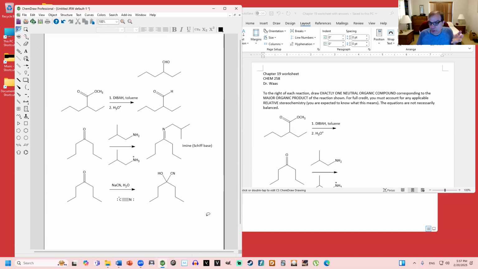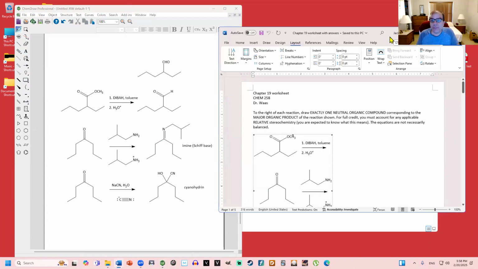Since we're only drawing the structure, we're not doing mechanisms, and so using these abbreviations is certainly acceptable when you're just drawing the structure. So this is a cyanohydrin. Good. And so those were the only questions that I had on this past exam that were directly related to Chapter 19 and were of the type where you fill in the structure of the product.